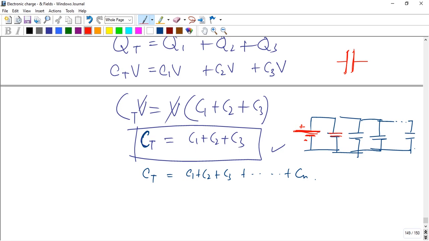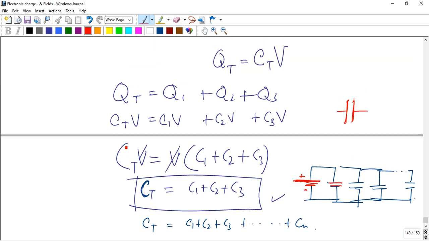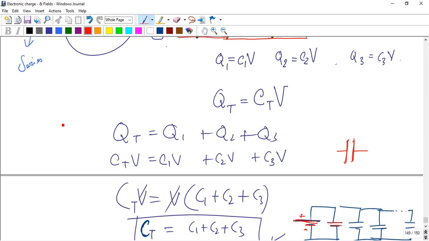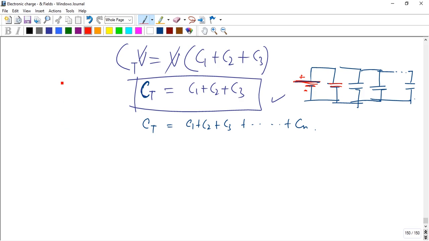Okay, that's the parallel combination of the capacitors. And what is the series combination? The series combination looks like this. The battery, one capacitor, then capacitor number 2, here capacitor number 3.